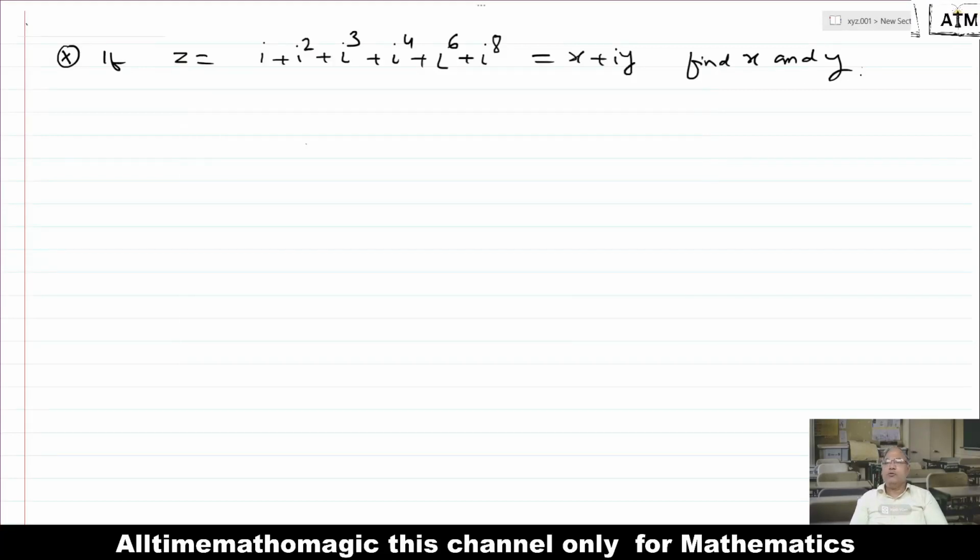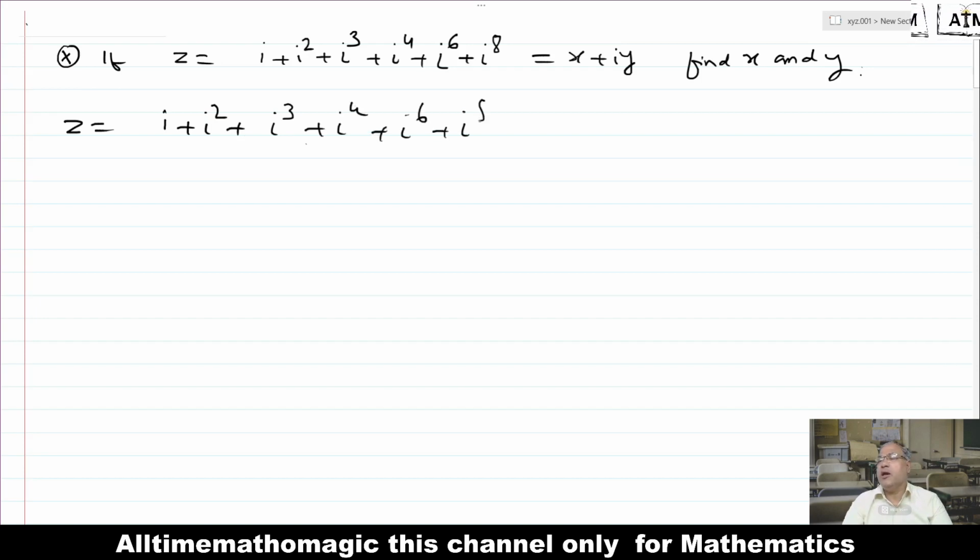If z equals to i plus i square plus i cube plus i raised to 4 plus i raised to 6 plus i raised to 8 equals to x plus iy, then find x and y. Before watching this video, you must watch my episode number 3 for understanding this problem. Now what we are given? We are given z equals to i plus i square plus i cube plus i raised to 4 plus i raised to 6 and i raised to 8 equals to x plus iy.